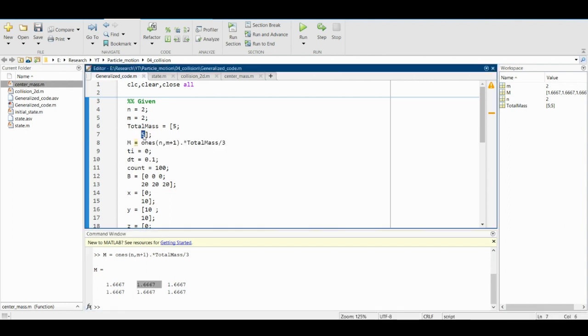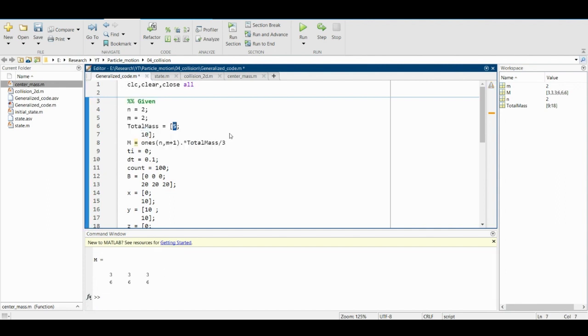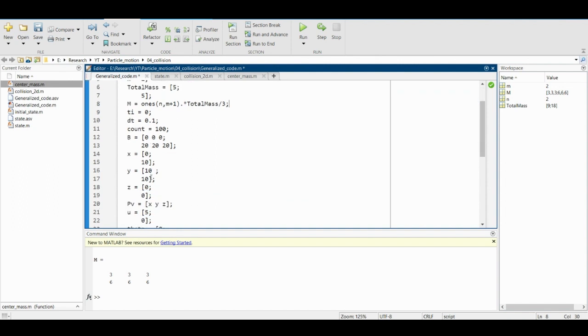1.667, that's working fine. If I actually go for 9, 18, let's see if it's working. 3.33, 6.66, it's working very fine. Keep it the same. So the mass matrix I have made. Here doesn't matter, this doesn't matter, bound doesn't matter. Okay, now x matters actually.